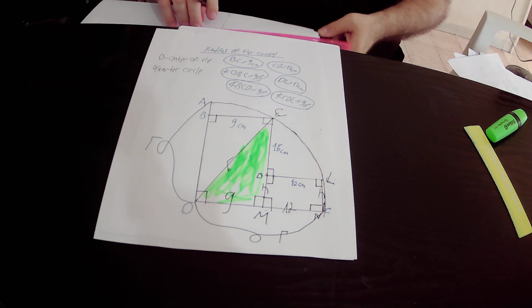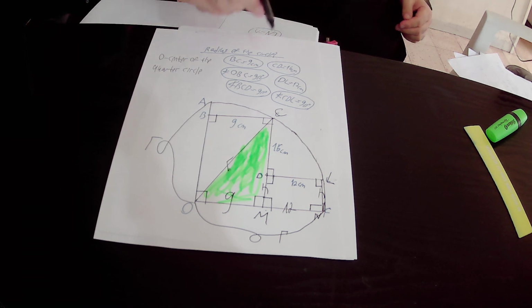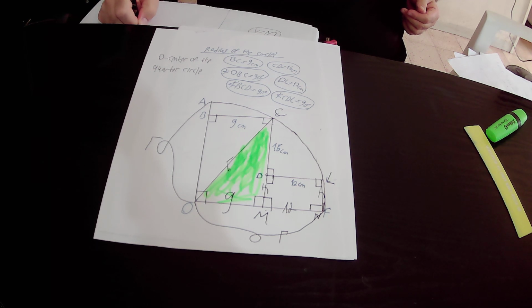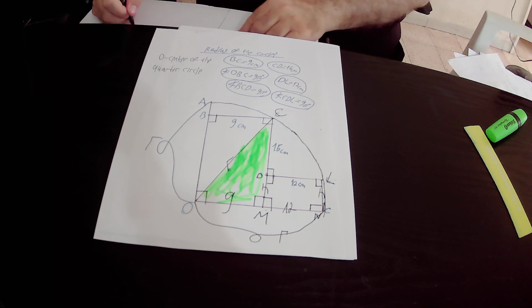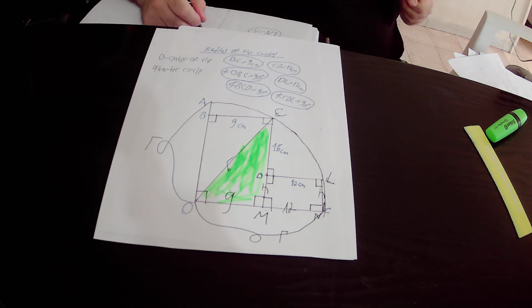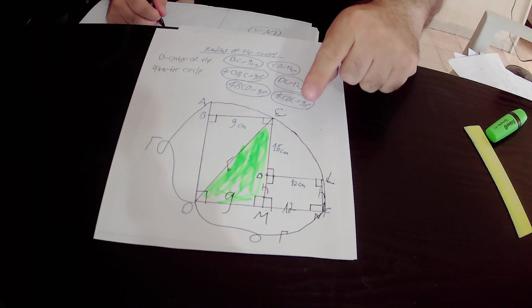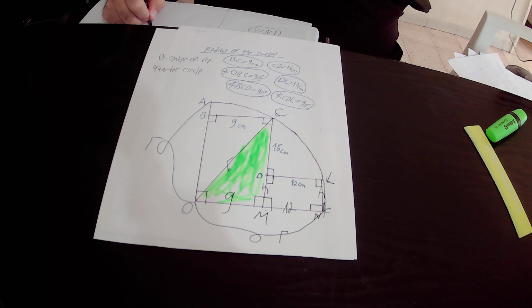According to the Pythagoras theorem, the square of the hypotenuse equals the sum of the squares of the perpendiculars. The hypotenuse is OC. Therefore, the square of the hypotenuse will be equal to OC square, and it must be equal to the sum of the squares of the perpendiculars. That is to say, it must be equal to CM square plus OM square.